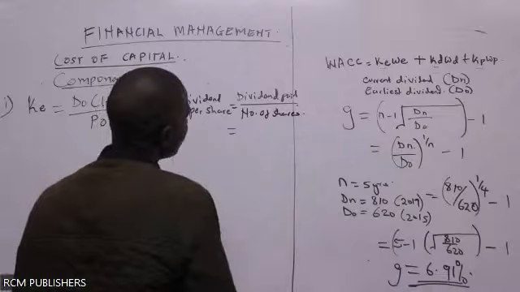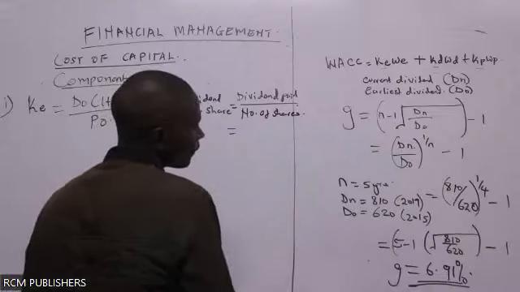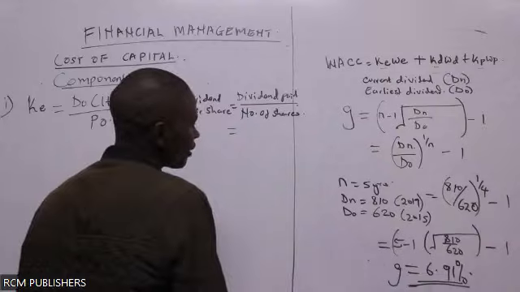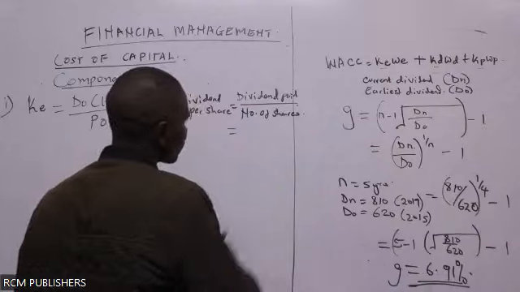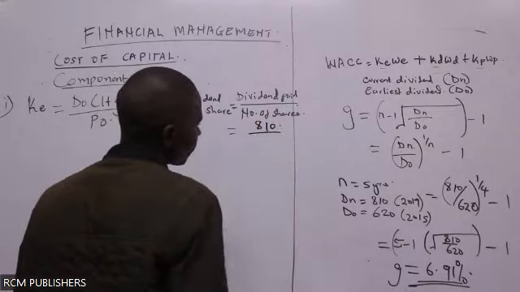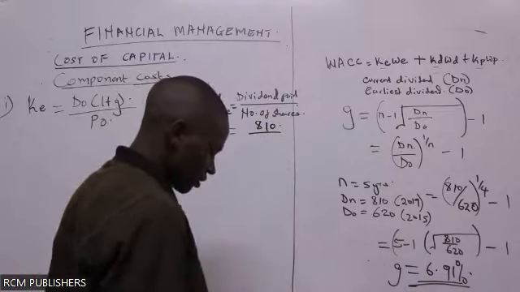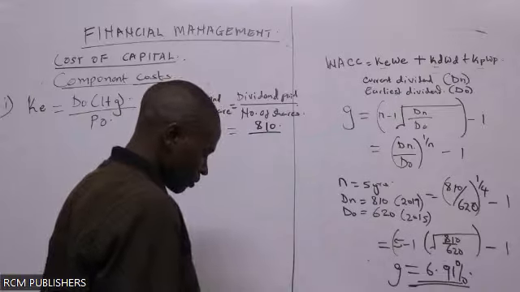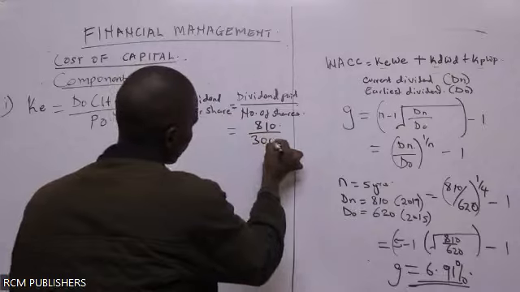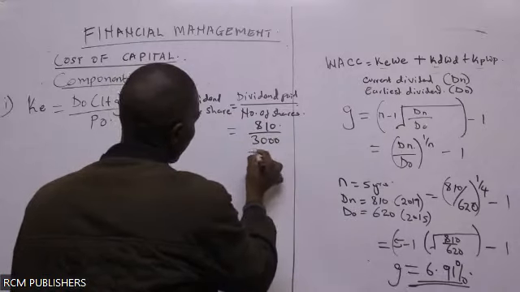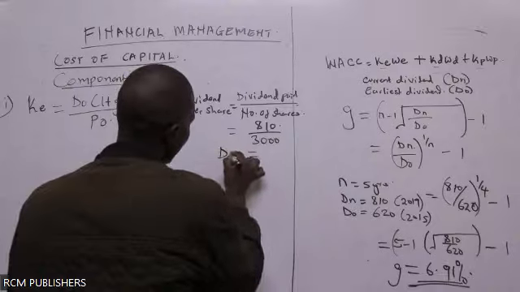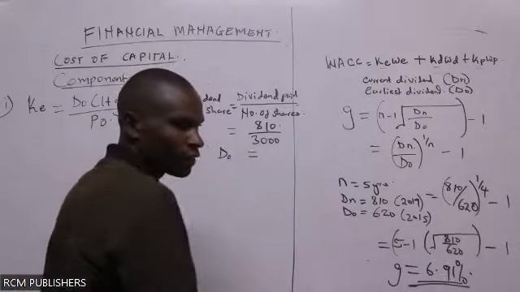Therefore, this will be 810 divided by 300. Is that right? 810 divided by, is it 300 or 3,000? 3,000. Of course, 30 eliminated. So give me my DO. This will be my dividend per share.